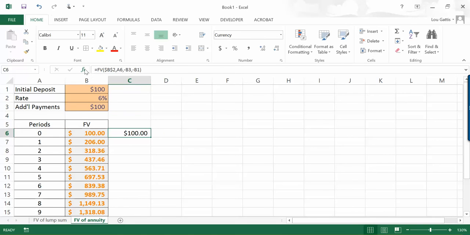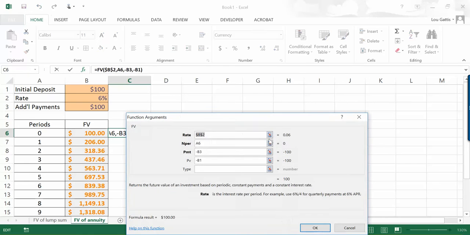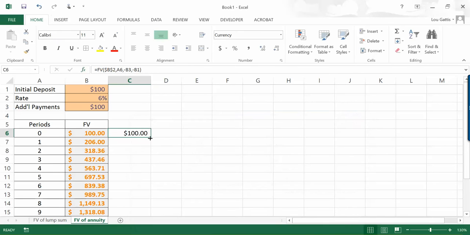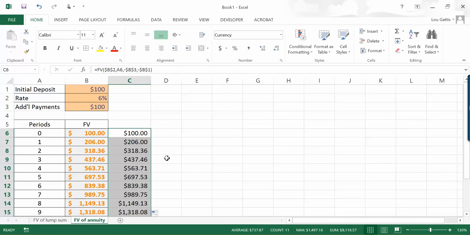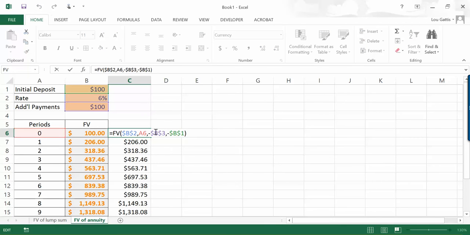And if I click on my function wizard there, you can see all my parameters. Interest rate is 6% anchored. Period is not anchored. Payment minus 100. And the present value deposit today is minus 100. And I could have done it that way. Whoops, I forgot to anchor those two. So let me try that again. Well, seems to be a mistake. Let's see what it is.